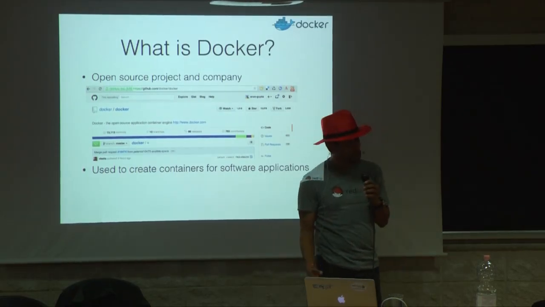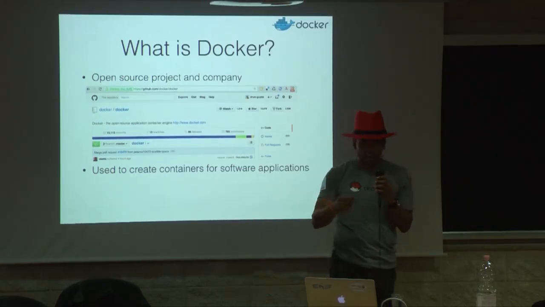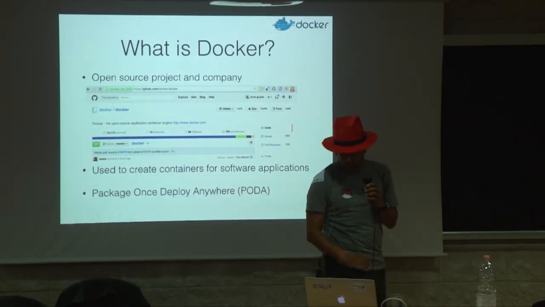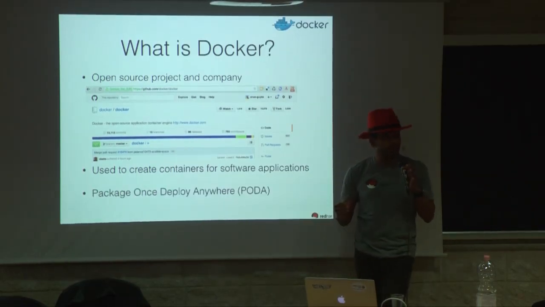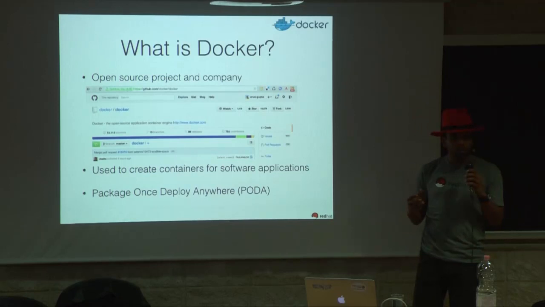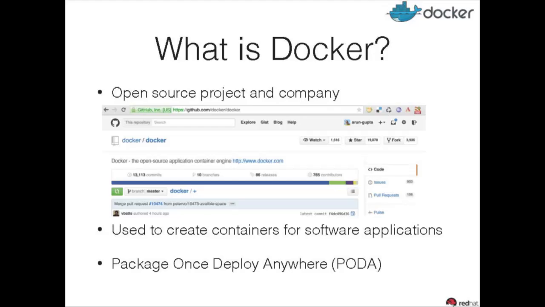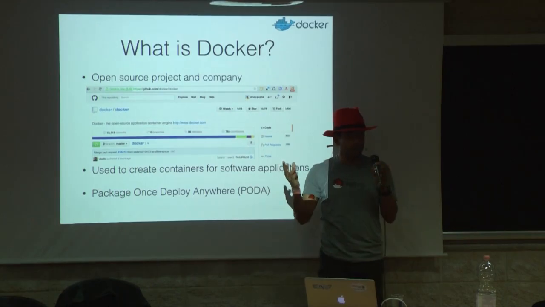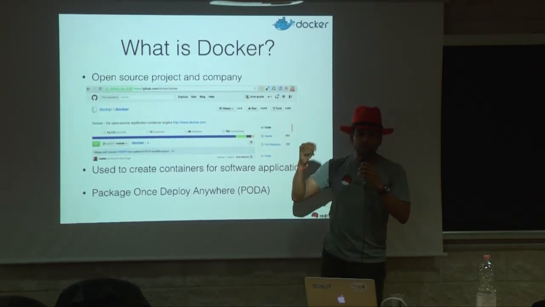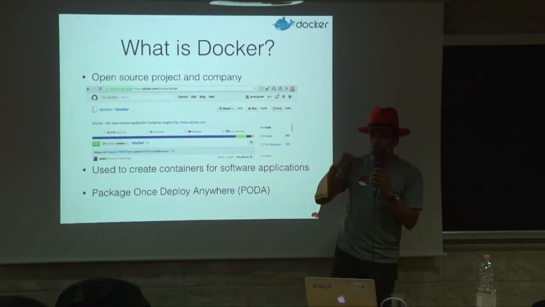Now, Java gave us WORA, write once, run anywhere. What Docker gives us is POD, or package once, deploy anywhere. Because effectively, you can package your application once using Docker, and once you have packaged it, published it on a SaaS or a registry somewhere, anybody can download that image and run it exactly the way you wanted it to run.